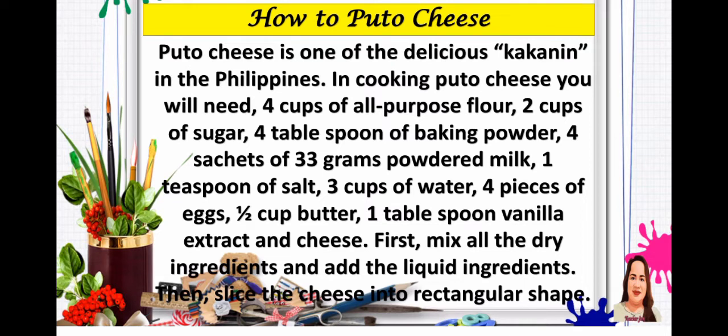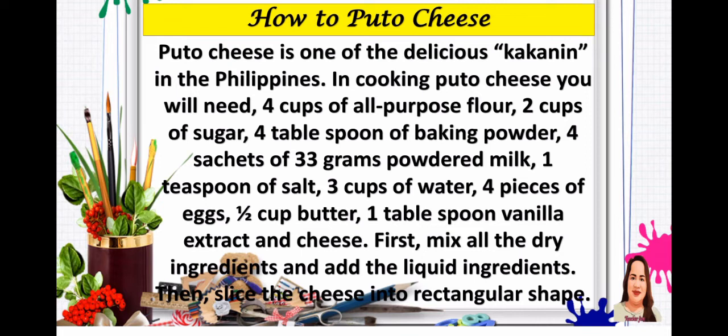How to cook puto cheese. Okay, puto cheese is one of the delicious kakanin in the Philippines. In cooking puto cheese, you will need 4 cups of all-purpose flour, 2 cups of sugar, 4 tablespoons of baking powder, 4 sachets of 30 grams powdered milk, 1 teaspoon of salt, 3 cups of water, 4 pieces of eggs, 1/2 cup butter, 1 tablespoon vanilla extract, and cheese.